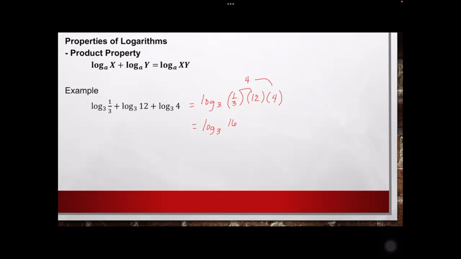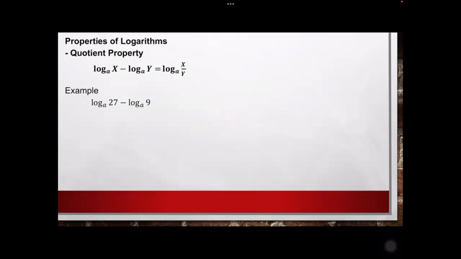Question? Yan naman. Next, we have the quotient property. For the quotient property, magkakaroon tayo ng logarithm of x with base of a minus logarithm of y with base of a equal to logarithm of x over y with base of a. So, kapag quotient naman, siya naman ay minus. So, kapag plus, siya ay multiplication or product.